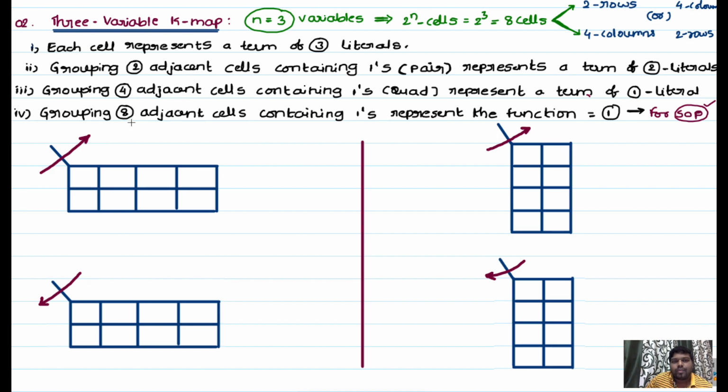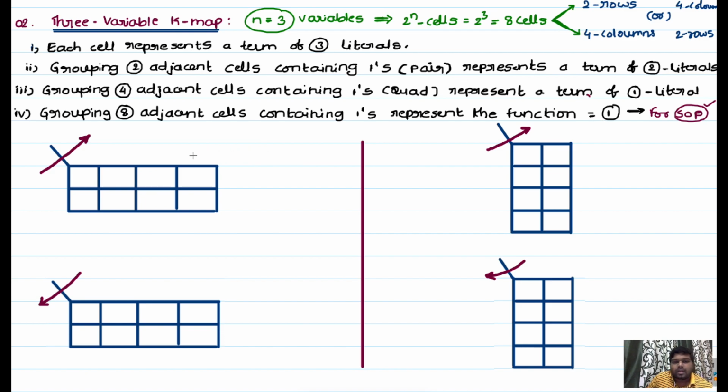In the same way, grouping 8 adjacent cells containing ones represents the function value equals 1. These conditions are applicable only for sum of product nature. In a similar way, for product of sum nature, the first 2 statements are the same. Grouping 2 adjacent cells, instead of ones you choose zeros, represents a term of 2 literals. Grouping 4 adjacent cells containing zeros represents a term of 1 literal. Grouping 8 adjacent cells containing zeros represents the function value equals 0. That is for product of sum nature.